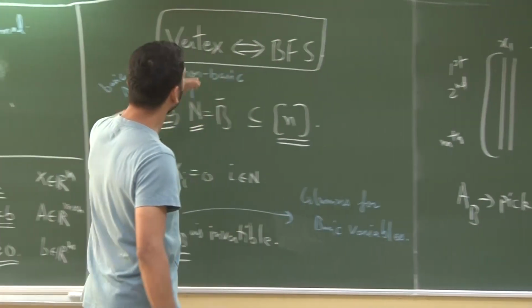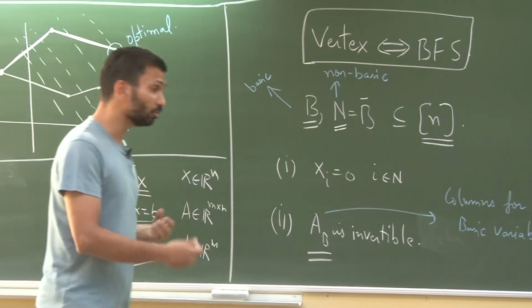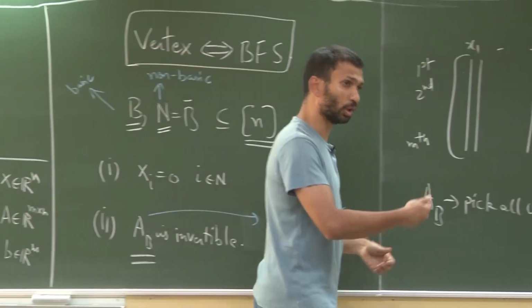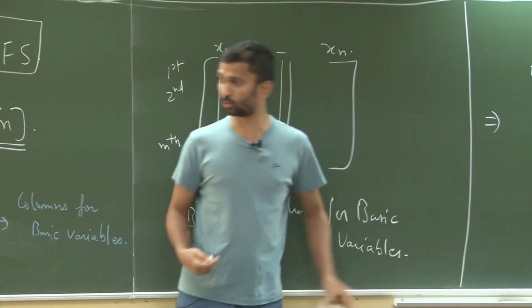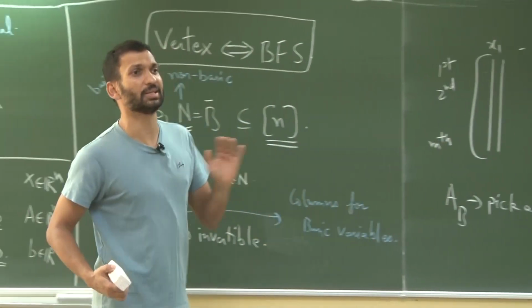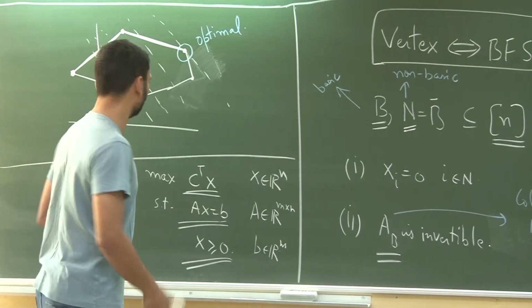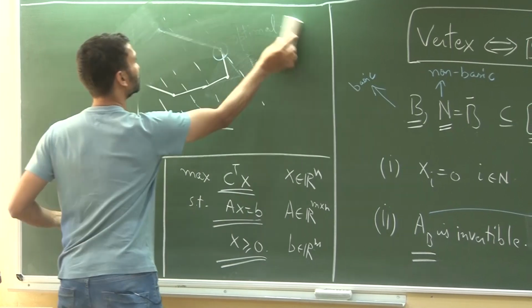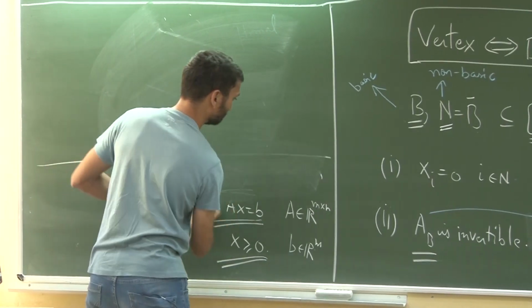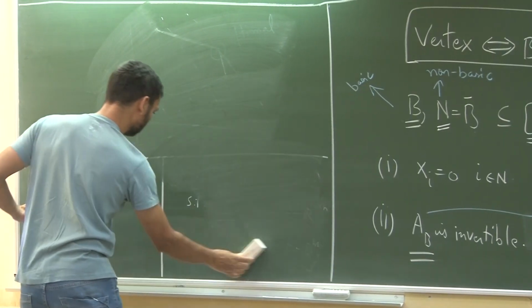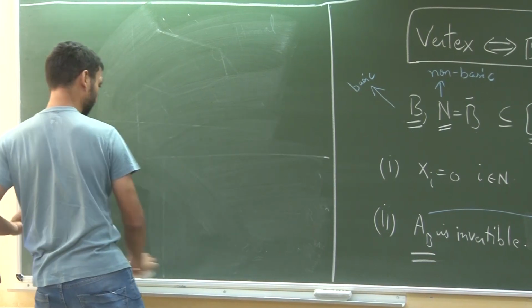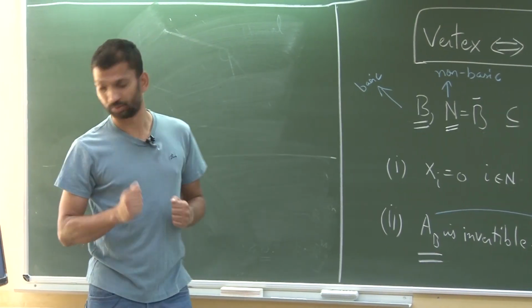Good. So now with this understanding, and if you remember the last time we did an example of how we moved from vertex to vertex, let's just formalize the simplex method. Questions about any of this? Okay, good.